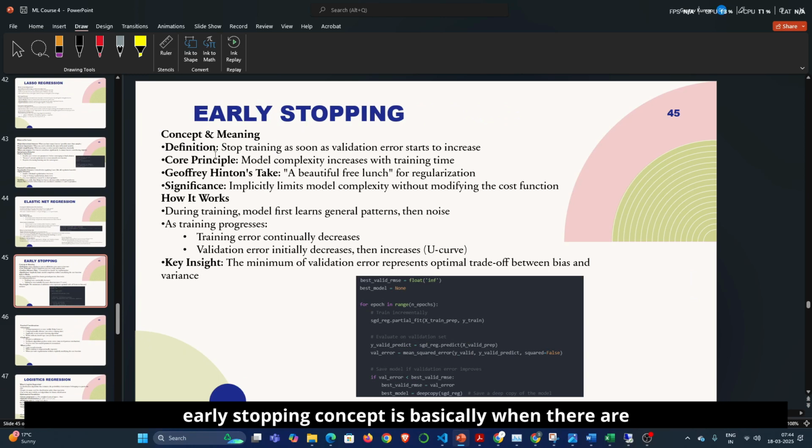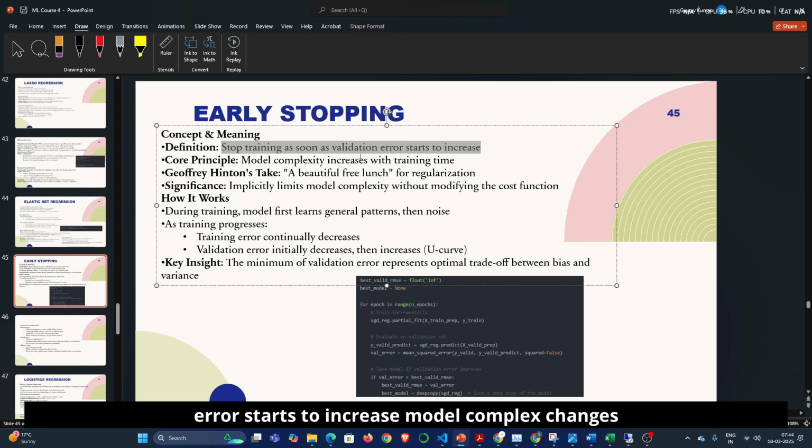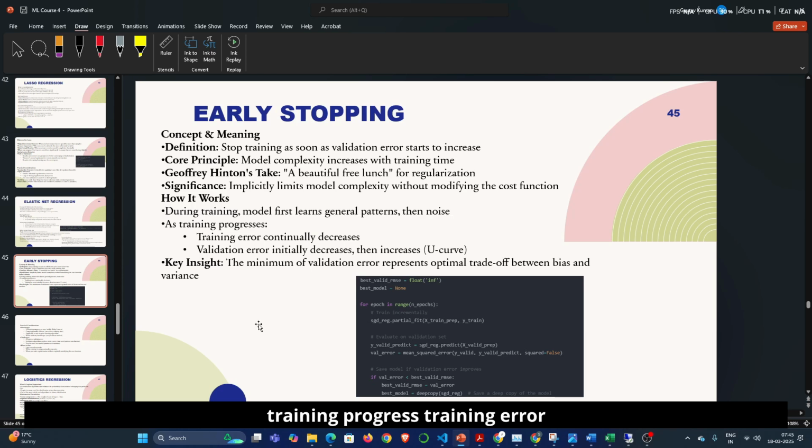The early stopping concept is basically to stop training as soon as validation error starts to increase. Model complexity increases with training time. A beautiful free lunch for regularization. It implicitly limits model complexity without modifying the cost function. During training, the model first learns general patterns, then noise. As training progresses, training error continuously decreases, while validation error initially decreases, then increases, a U curve. So the minimum of validation error represents the optimal trade-off between bias and variance.